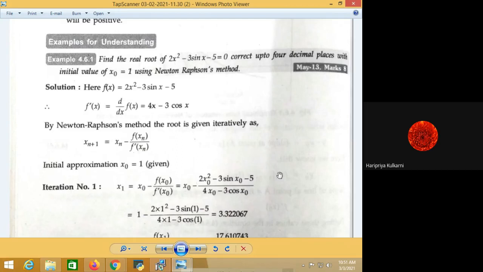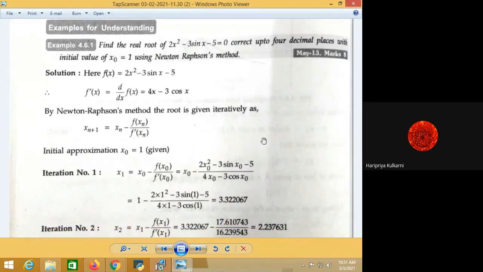Now let us apply the formula of Newton-Raphson method which we have studied in the last session. x of n plus 1 is equal to xn minus f of xn upon f dash of xn. We have seen the derivation for this in my last video. Initial approximation is 1, so we will find out f of 1 and f dash of 1.